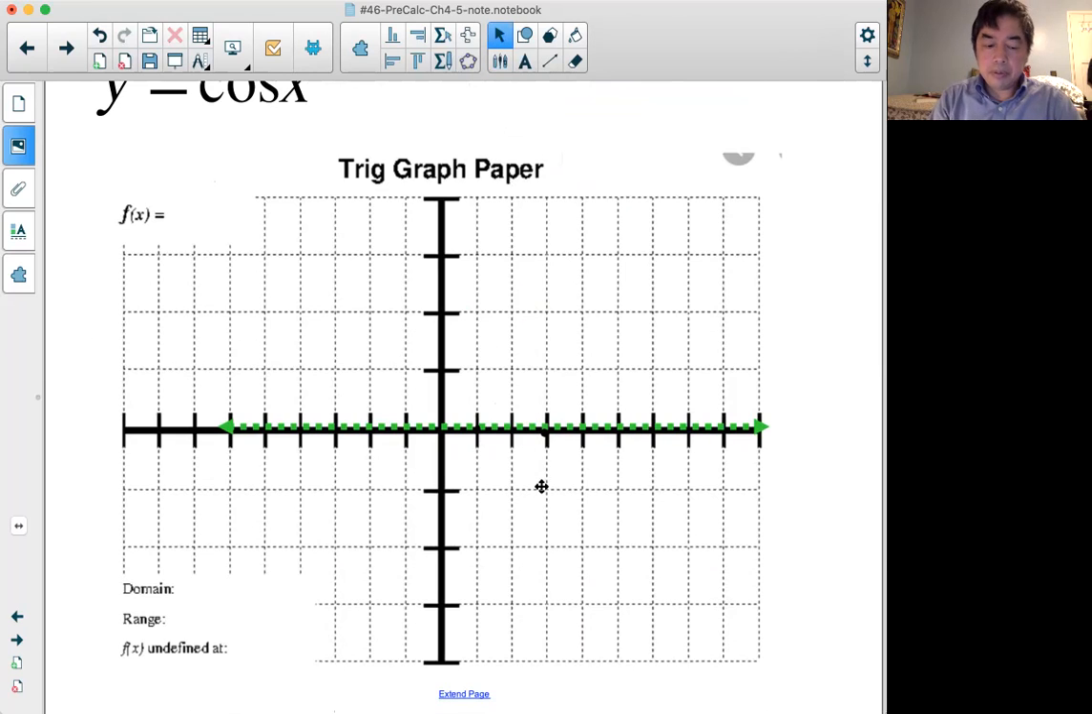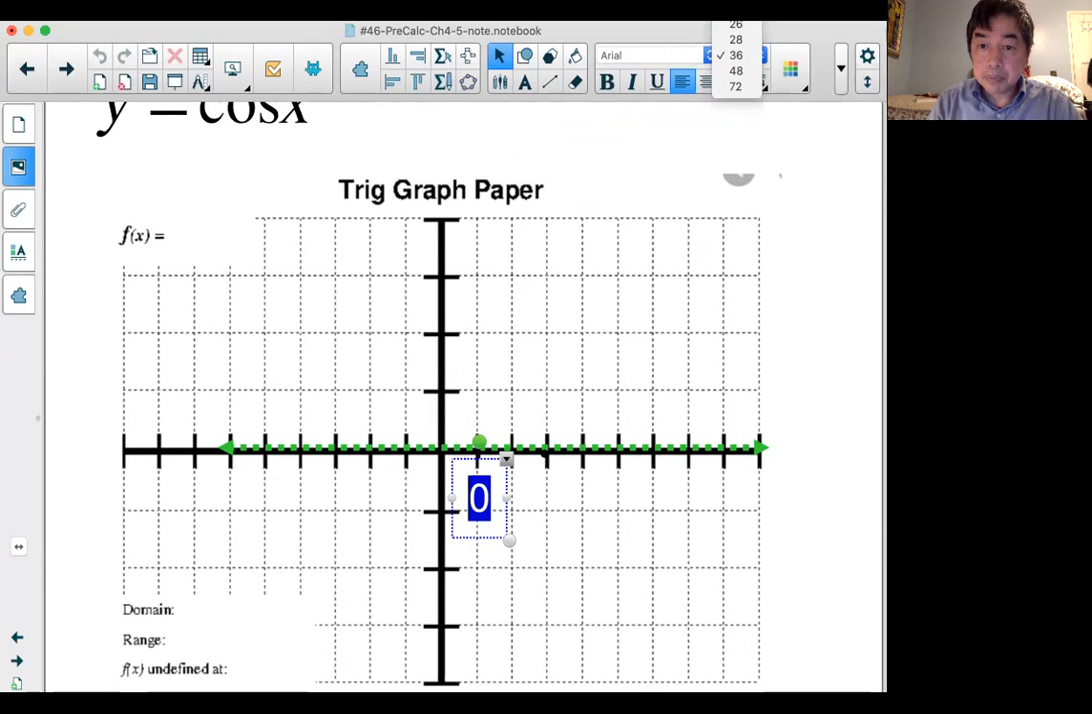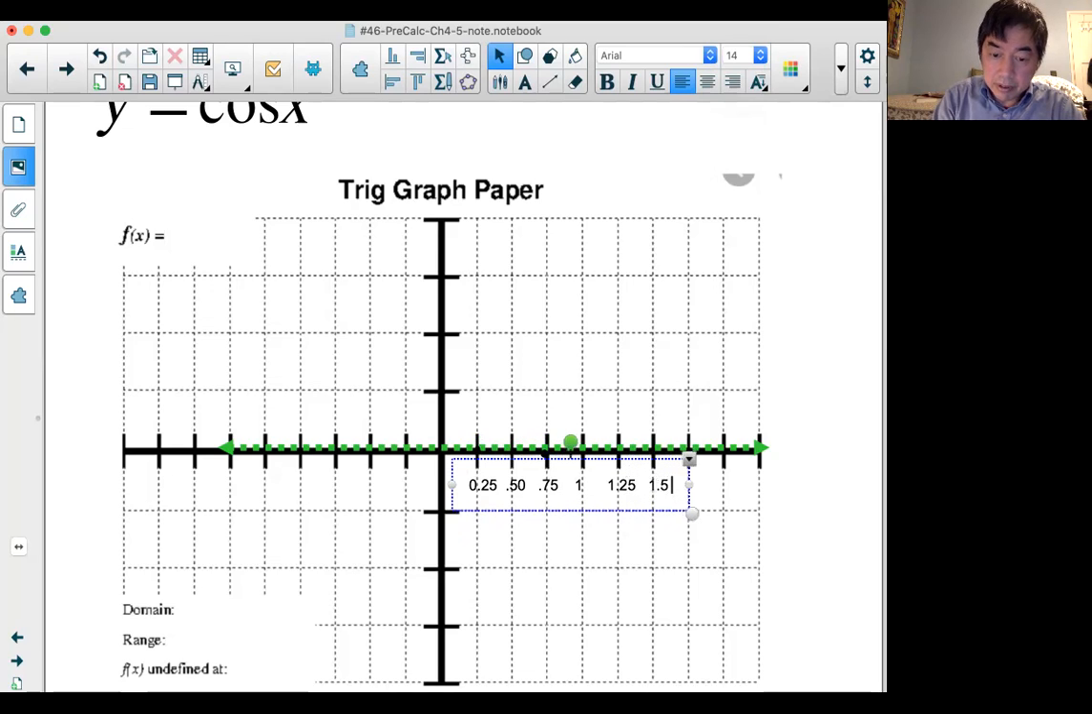Let's see, I will indicate. Make it a smaller font. So 0.25, 0.50, 0.75, 1, 1.25, 1.5, 1.75, now 2.